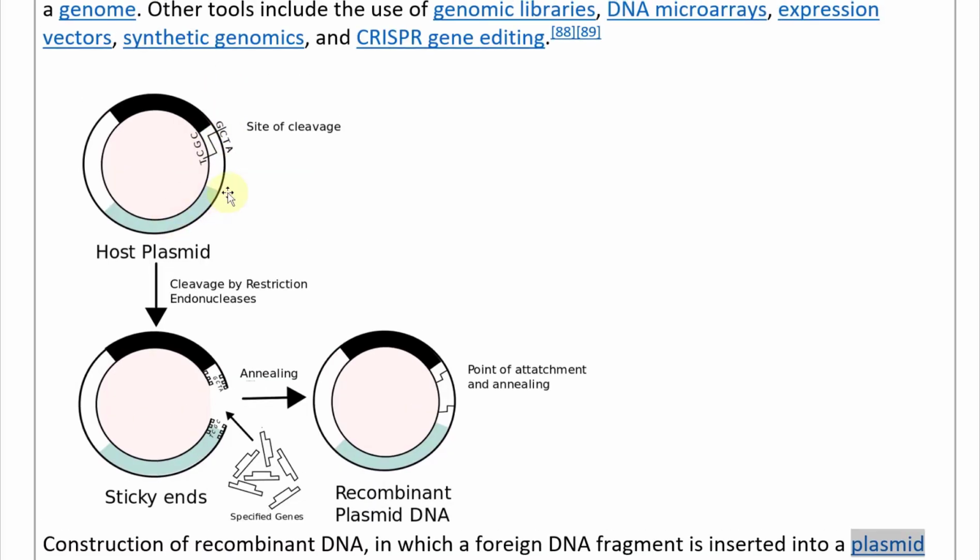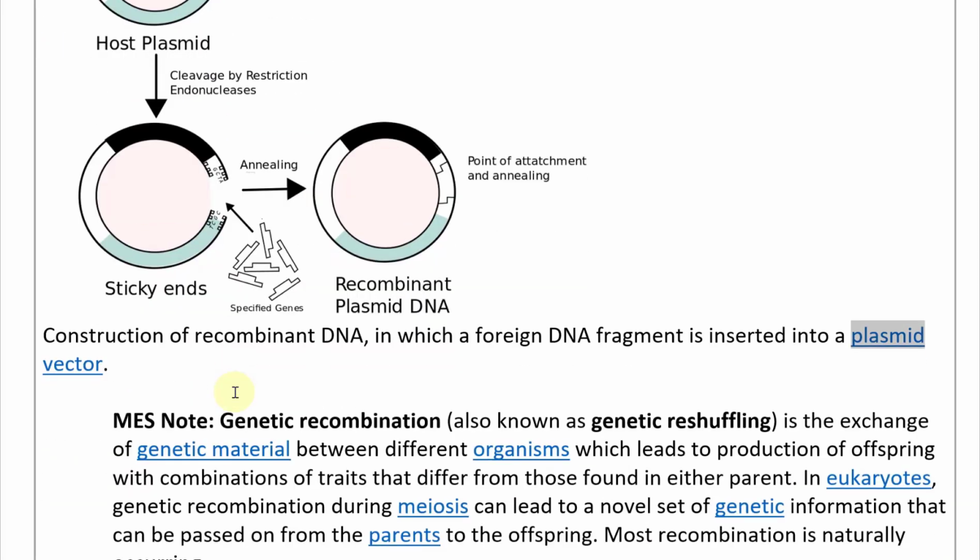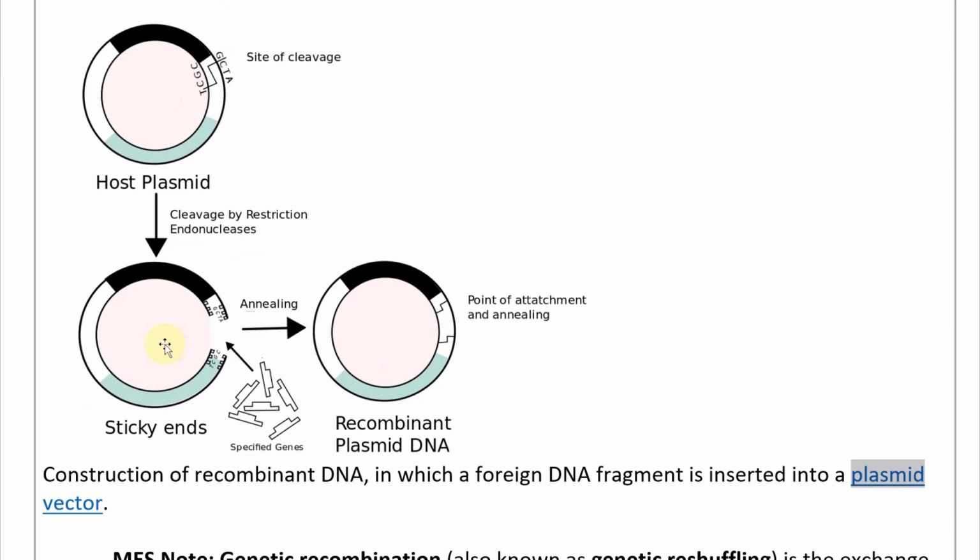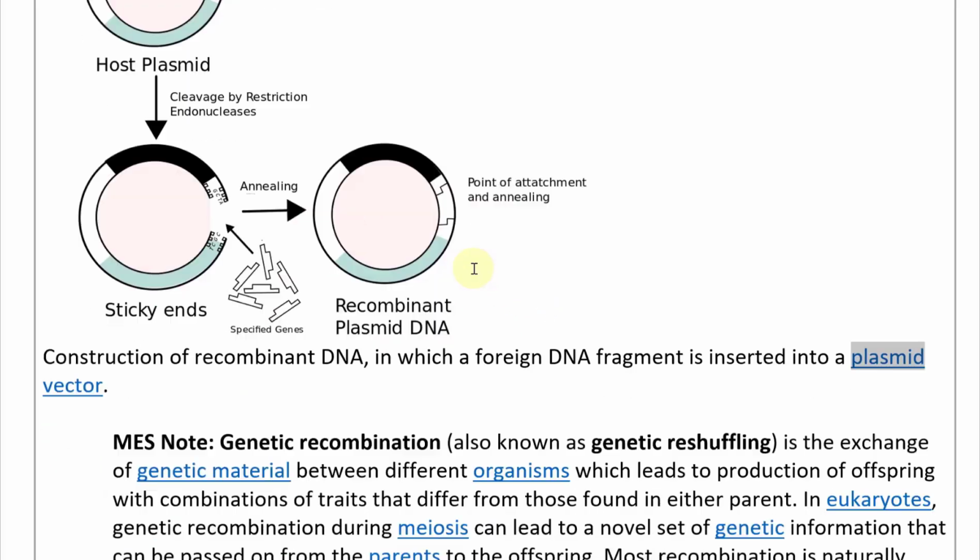Once you cut it off, now you could insert that in, or you could even cut off even further. But anyway, all they're doing is cutting off, and then you have specified genes that you want to insert into the genome. So now you're going to anneal. This is called annealing, and then you have recombinant plasmid DNA as you added these to it, and the point of attachment and annealing are sticking together.